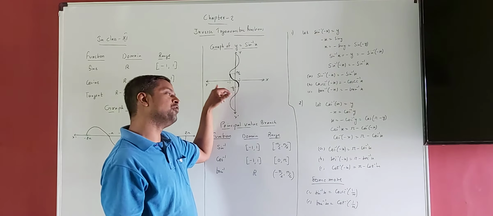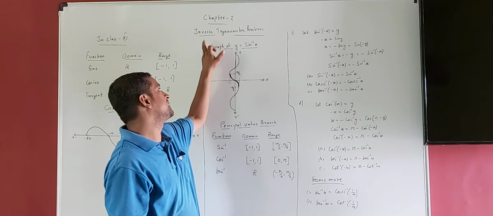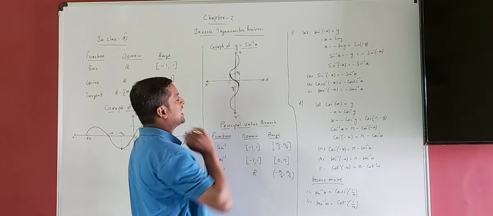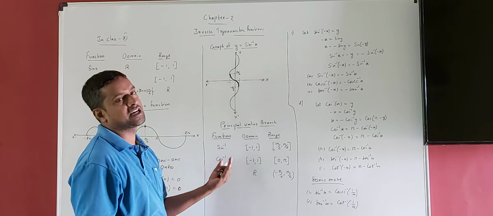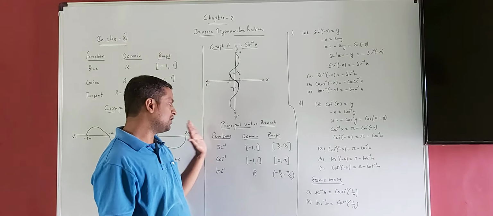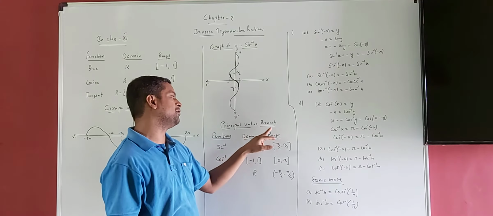So this function is both one-one as well as onto. That's why this chapter is the inverse trigonometric function. So I have drawn it for sine graph. You can go through it for cos, tan, and test. After this graph, one topic is there that we call the principal value branch.